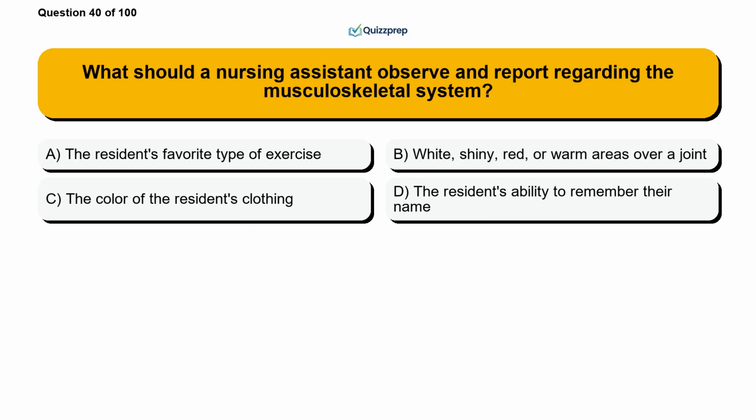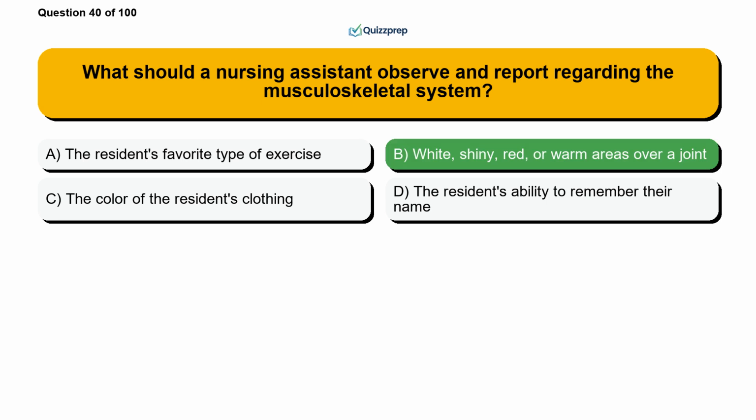Question 40. What should a nursing assistant observe and report regarding the musculoskeletal system? Option A, the resident's favorite type of exercise. Option B, white, shiny, red, or warm areas over a joint. Option C, the color of the resident's clothing. Option D, the resident's ability to remember their name.